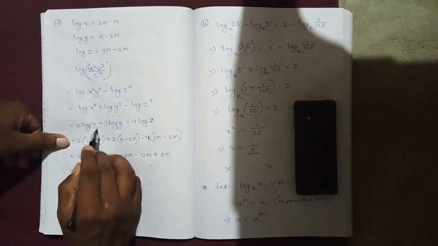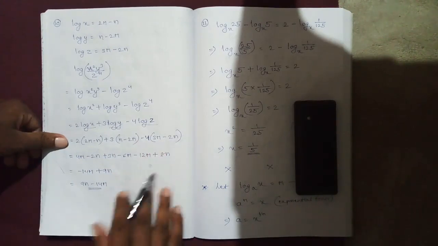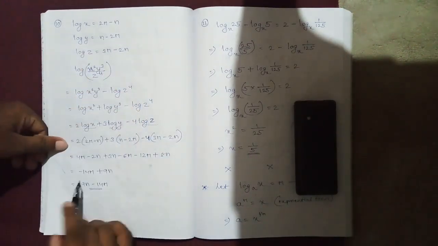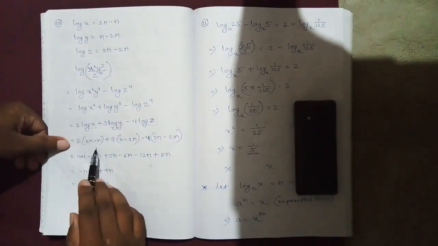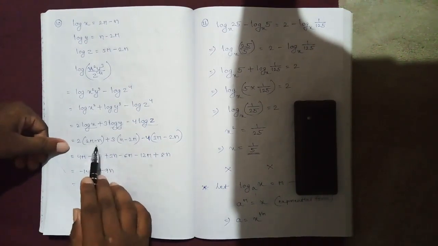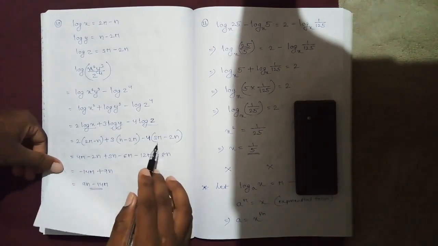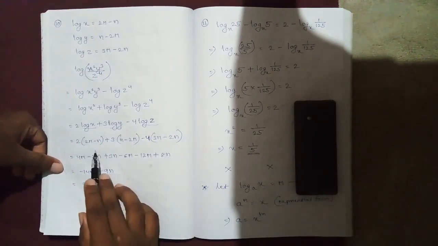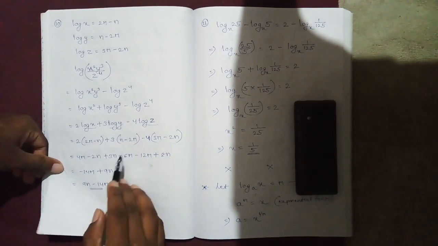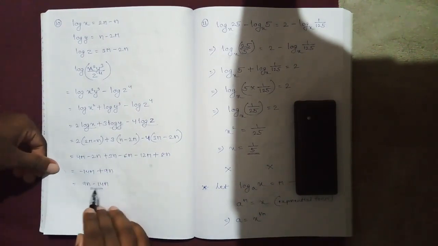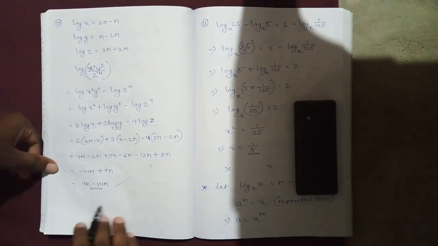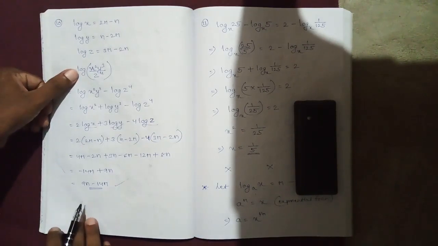Now put the value of log x, log y and log z. On putting the values we get 2 times (2m minus n) plus 3 times (n minus 2m) minus 4 times (3m minus 2n). On opening the brackets and simplifying, we will get 9n minus 14m. So this is the value of log of x square y cube by z power 4.